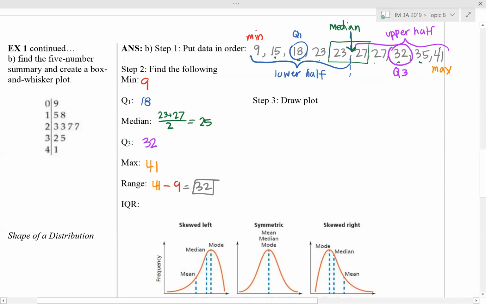And so when we're drawing a box and whisker graph, we have to create a number line to use as a reference point of our graph. I want to draw a number line that will hold 9 to 41. A good number to go by is probably 5, since my range is 32. I have 32 numbers that need to go across. So if I start with 5 and just go by 5s, that's going to make it easy to get to 41, to be able to plot 9 and 41.